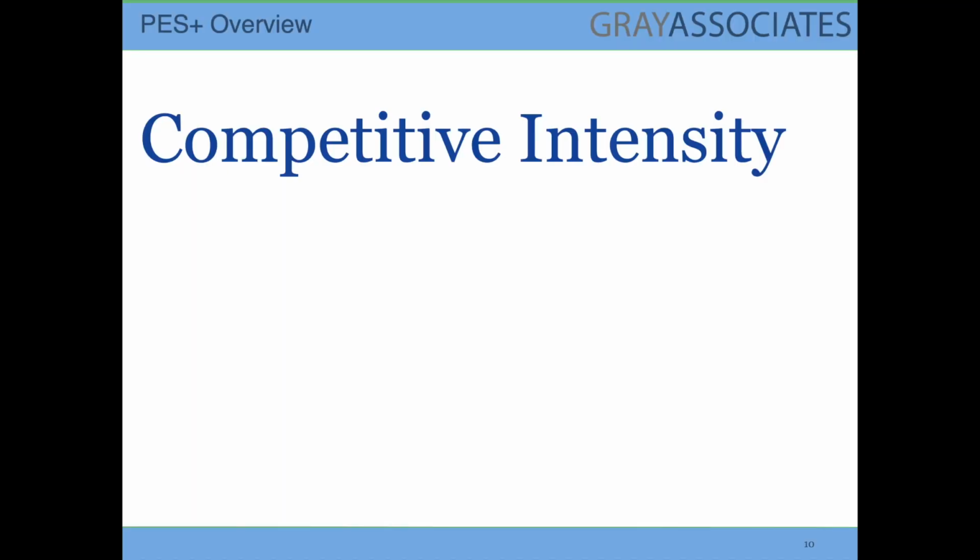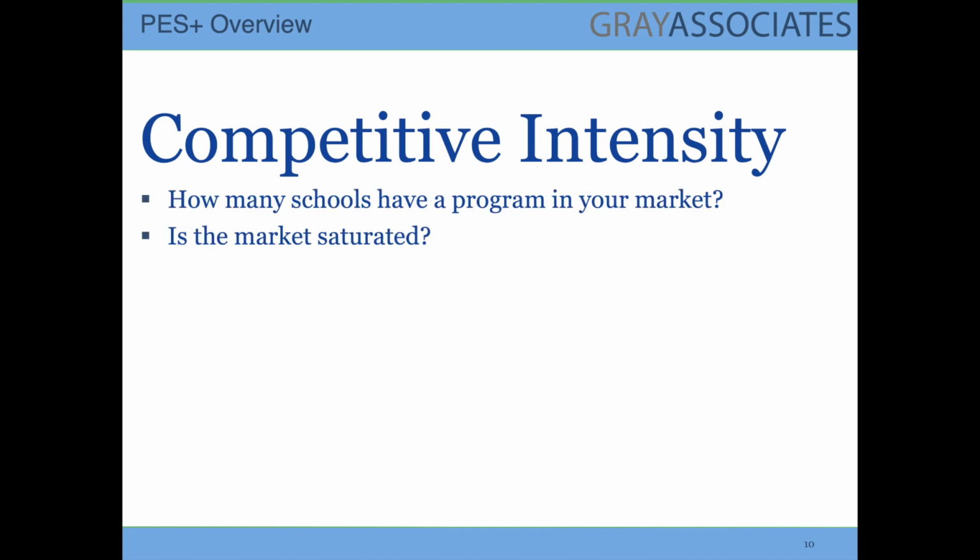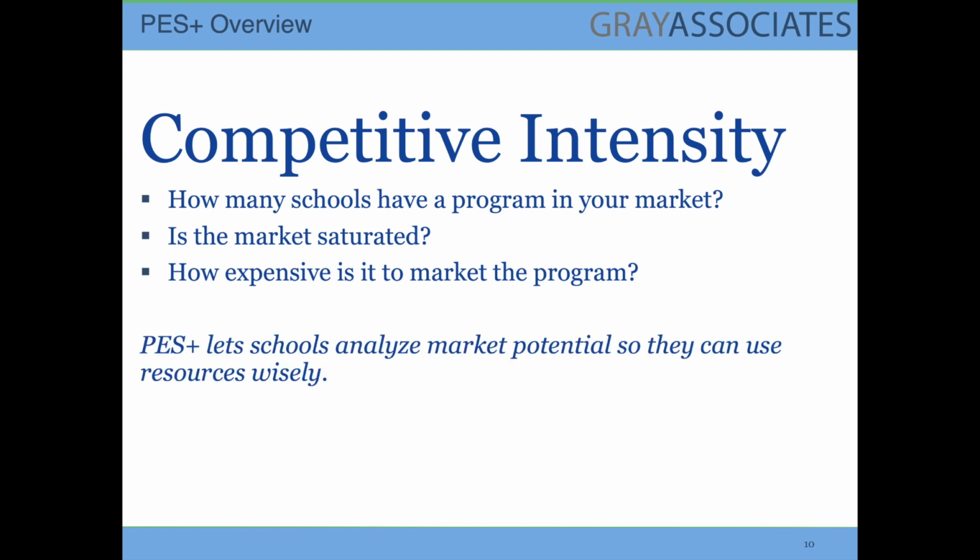Our third category is competitive intensity. So this is where we find out how many schools have a program in your market, is the market saturated, and how expensive is it to market the program. This kind of information lets schools analyze market potential so they can use resources wisely. Elizabeth, can you take us inside of PES Plus to competitive intensity?